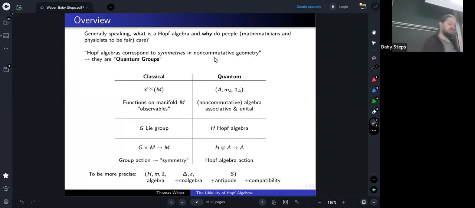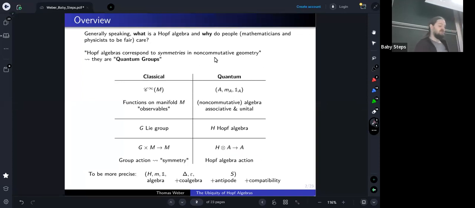And on the classical side, you might have Lie groups, which people know, and what corresponds on the quantum picture is a Hopf algebra, I claim. So then what can you do with Lie groups? You can act, you can look at the symmetries of your system. So here you have a Lie group action, while on the right side you have a Hopf algebra action.